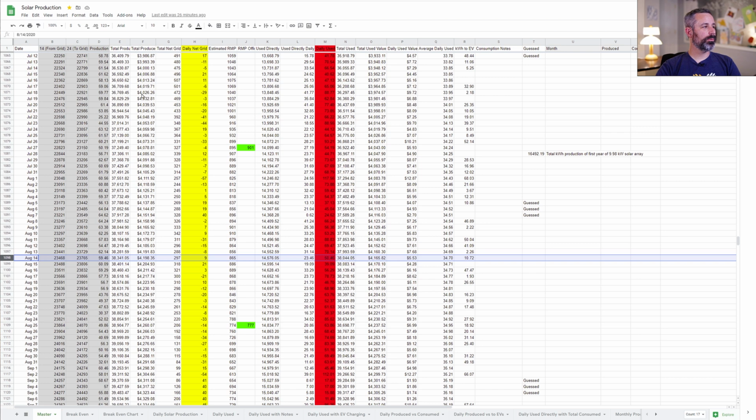We have total production, total production value, the net grid, the total overall time, the daily net grid, my estimated Rocky Mountain Power net metering balance, my official net metering balance from Rocky Mountain Power, how much was used directly cumulative, used directly daily, how much was consumed daily, the total that has been consumed over all time, how much money that is worth, daily used value, the daily used kilowatt hours, and how many kilowatt hours went to electric vehicles. I know I went over that really fast, but I don't want to belabor the point. We'll get into the graphs now and you'll see where this data came into play.